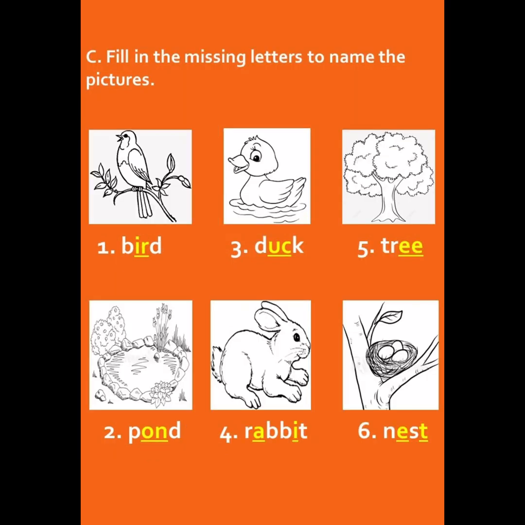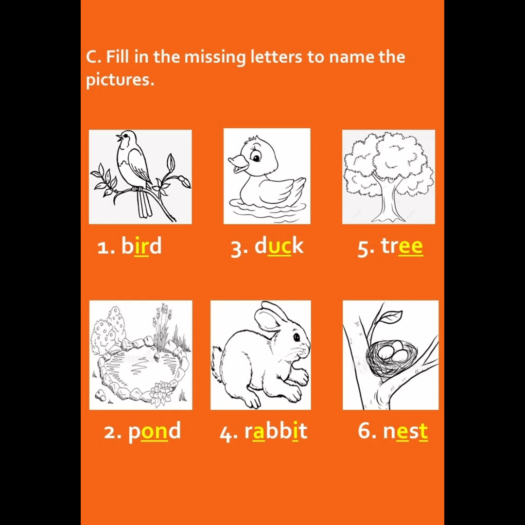Move to exercise C, spellings. Fill in the missing letters to name the pictures. Here children, 5-6 pictures have been given to you. You have to see the picture and complete the word. 1 or 2 letters are given and you have to make the word. First picture is B and D is there. 2 letters we have to fill in between and look at the picture. The picture is of a bird. The spelling is B-I-R-D, bird. You will write I and R.